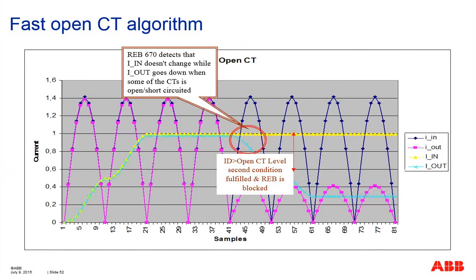But just note that open CT is a very dangerous situation. It can cause high voltage, and it's a safety concern to the operating crew. So really, it's up to the utility whether to trip or to alarm on this situation. They need to do something. So modern relays typically also have an algorithm to detect open CT, so you can decide whether to trip, or to block and alarm.